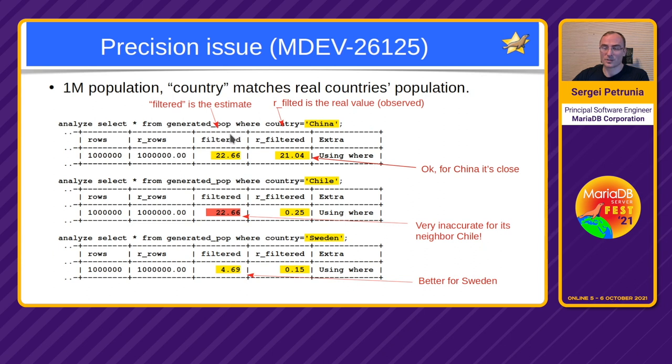Then there is a filtered column, which is an estimate of how many rows will be left after this condition is applied, as a fraction in percentage. And the real filtered is what was observed. And here we see that for China it's actually quite close. We expected that 22% of the population will be from China, actually we got 21. But if you take a value adjacent to China, Chile, and Chile has a much smaller population, we still get nearly the same estimate. Here it looks exactly the same, but it's actually a little bit off. If you use another form of explain, you can see that. Let's look at, say, another country which is not large, but not close to China in the alphabet. For Sweden, we expect 4%, we get 0.15%. Well, not a good estimate.